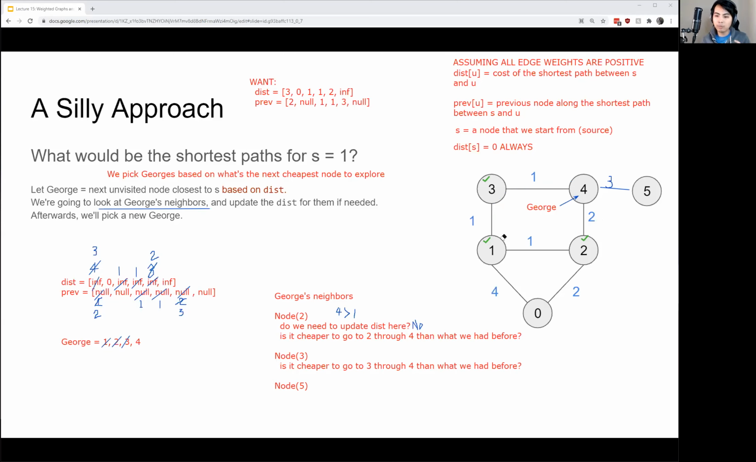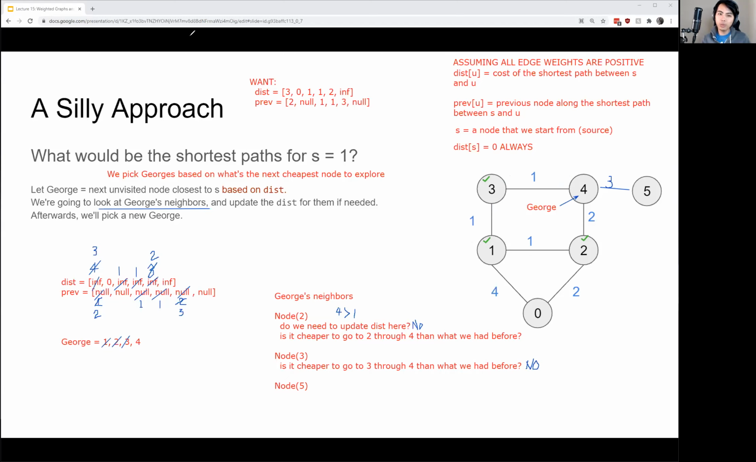It is not cheaper to go from 4 to 3, right? Because the cost would be basically going through this route, going from 1 to 3 to 4, and then doubling back, which would be more expensive than just going to 3 directly, right? That's really what we're asking. So in this case, we don't update distance here as well.